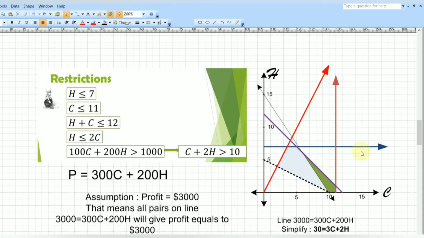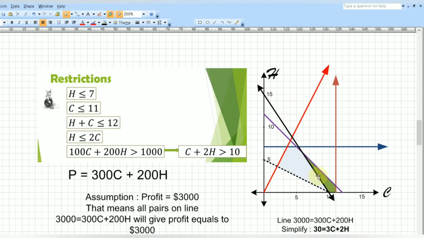So how to find exactly where is the pair that gives us the largest one? We use this line. Let me just make it thicker. Let me remind you that this line is a line of 3,000 profit. So all the pairs on that line will give you exactly 3,000 profit, and we are aiming to find the largest possible profit inside the feasible region.